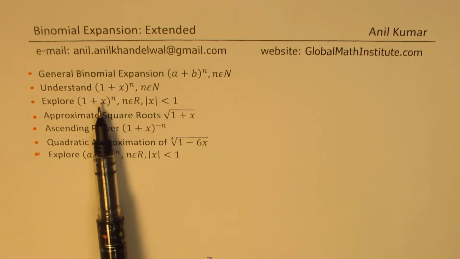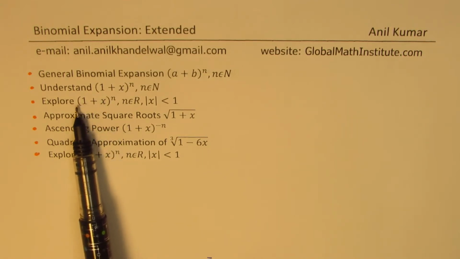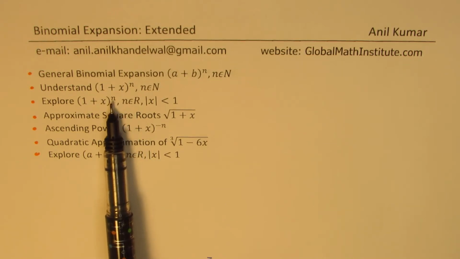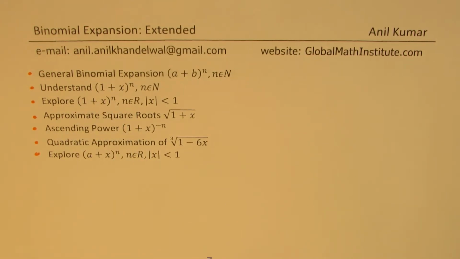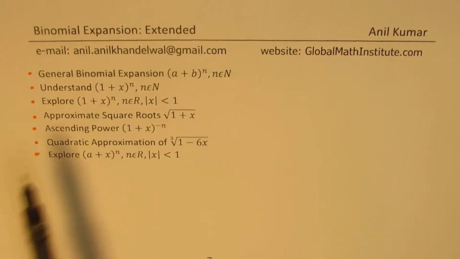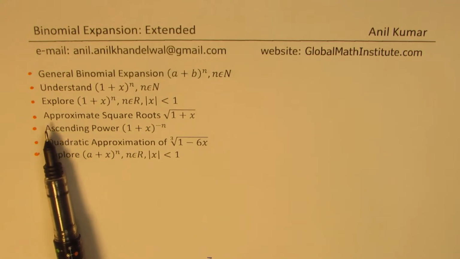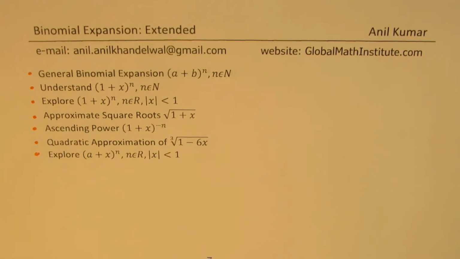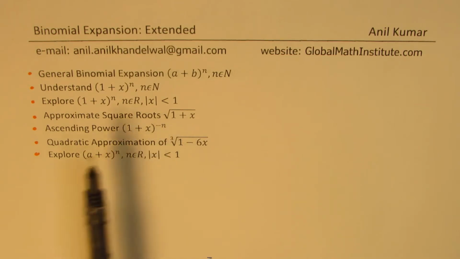So if the absolute value of x is less than 1, in that case, you could actually expand this for any real number. That means the exponent n need not be just natural numbers. It could be integers or rational. Now that strategy helps us to answer many questions, like approximating the square root of any number. Now that is a very important application.